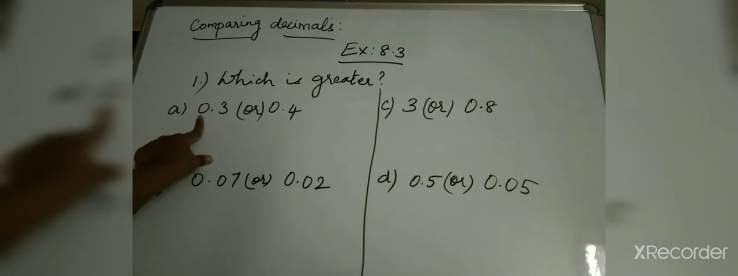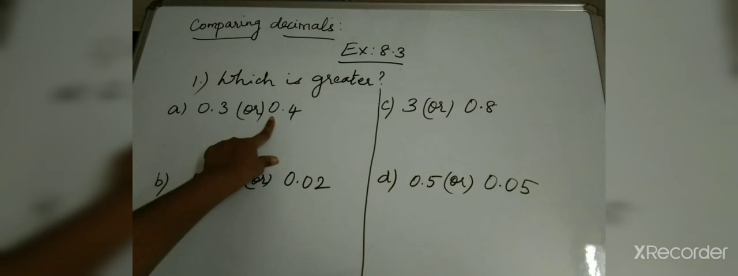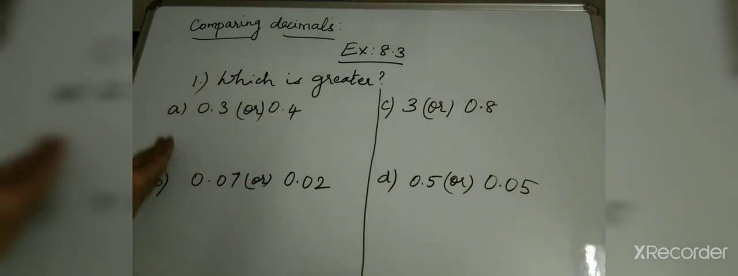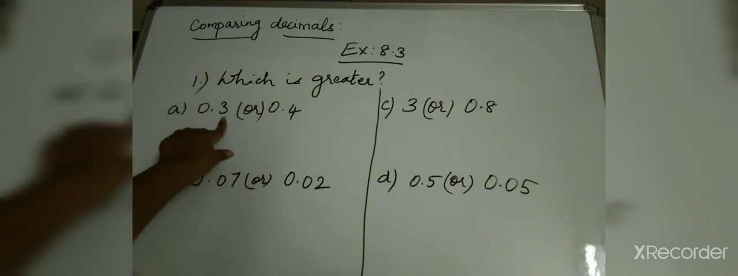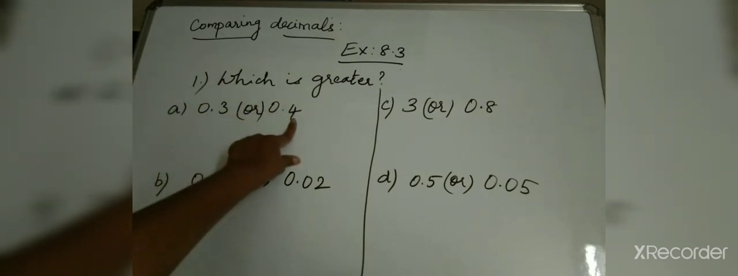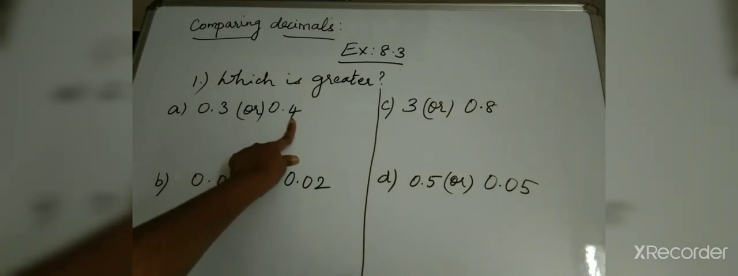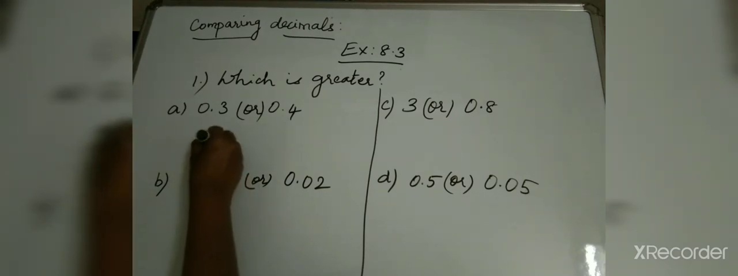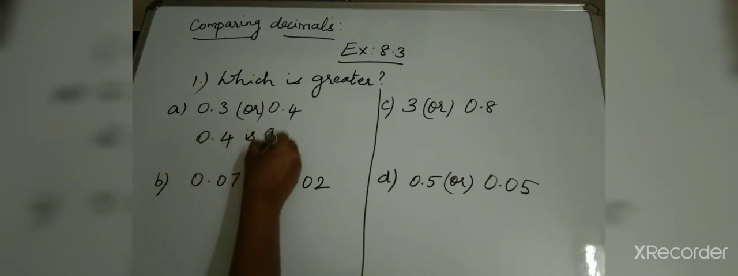Okay, so for leftmost position you have 0 here. Here also you have 0. Okay, so 0 and 0 both are same. So now we have to move to the next digit. Next digit is 3 here and here you have 4. Now which is greater, 3 or 4? 4 is greater. So we can say 0.4 is greater.